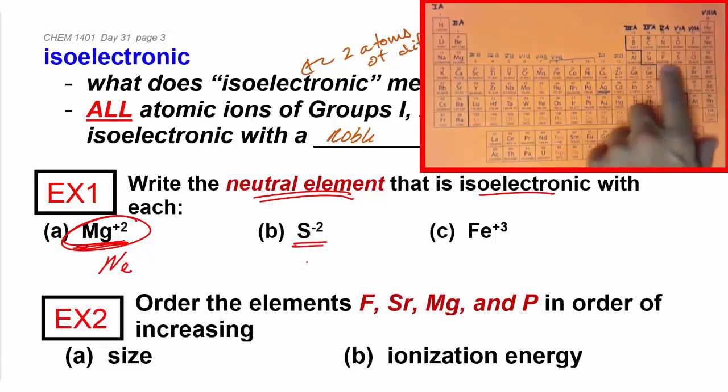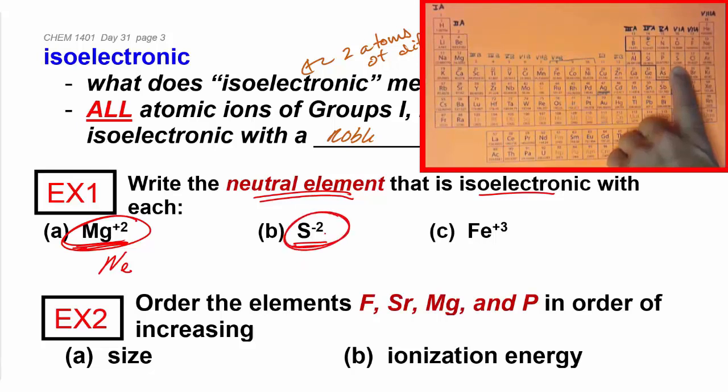Sulfide. Sulfur has 16 electrons, but we have 2 extra, so that means you have 18 electrons, or just give it 2 electrons, 1, 2. Argon.